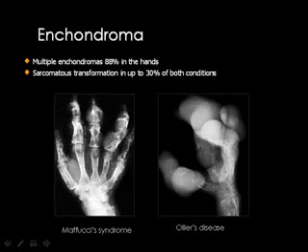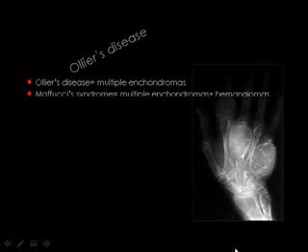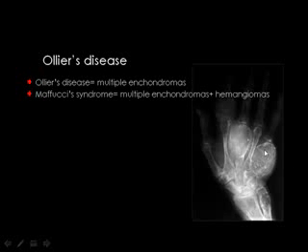Then if the patient has multiple enchondromata, this is what is called Ollier disease. If the enchondromata are associated with hemangiomas, identified by the presence of multiple soft tissue phleboliths, then this is Maffucci syndrome. And this is Ollier disease, where you can see multiple enchondromas. This is an enchondroma, another one, another one, another one.